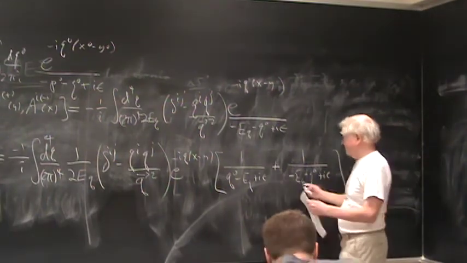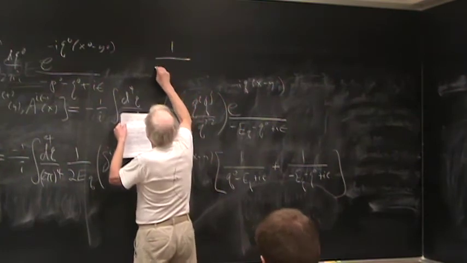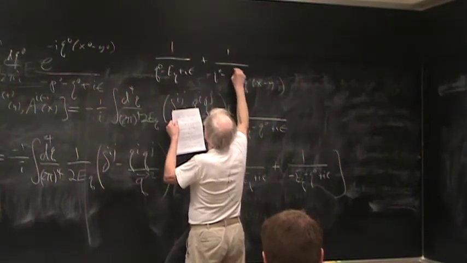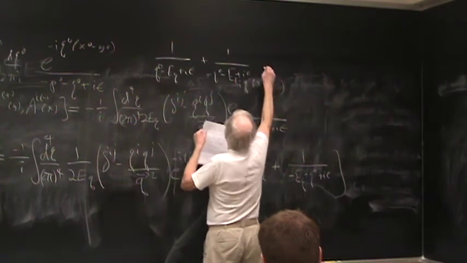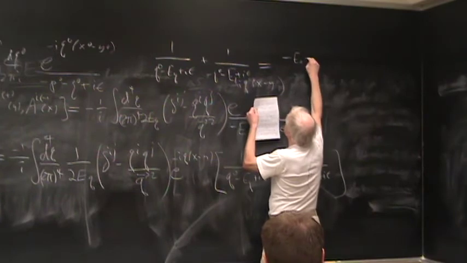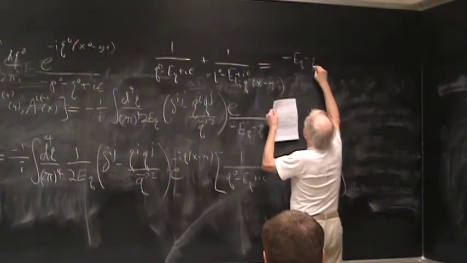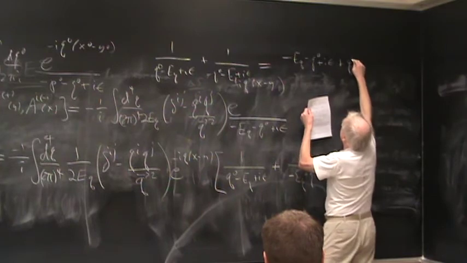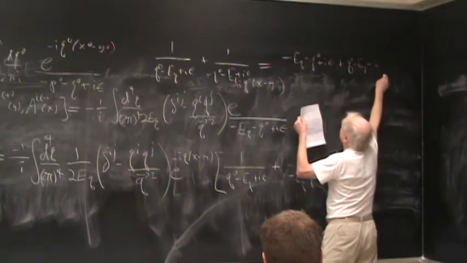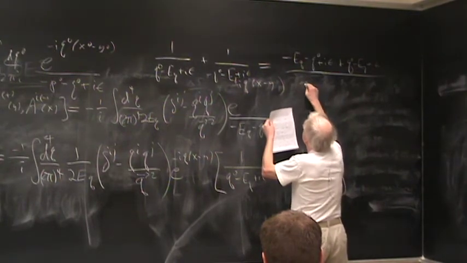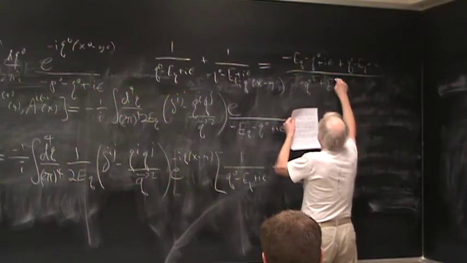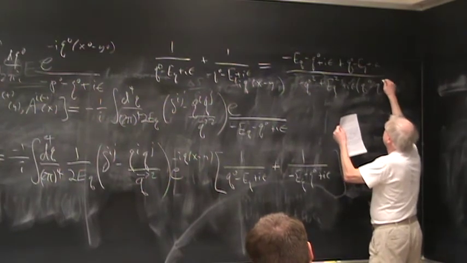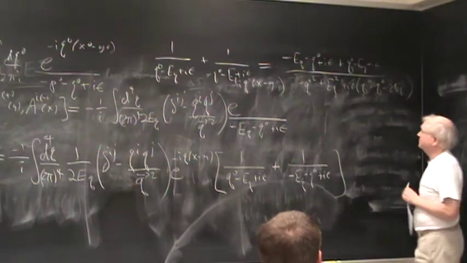All right, so let's add these two terms together. What we get is 1 over q0 minus eq plus I epsilon, plus 1 over minus q0 minus eq plus I epsilon. And this is minus e0 minus eq minus q0 plus I, well, the I epsilon is pretty irrelevant in the numerator, plus q0 minus eq, well, plus I epsilon, if we really keep it. And in the denominator we get minus q0 squared plus eq squared plus I epsilon times... well, no, actually, we exactly get this. So this is the expression.